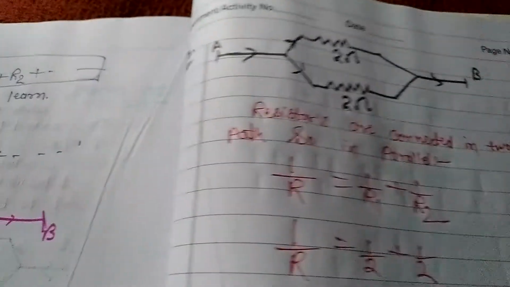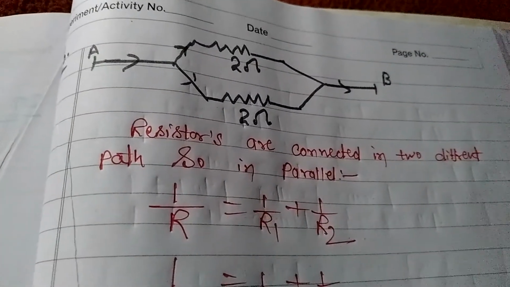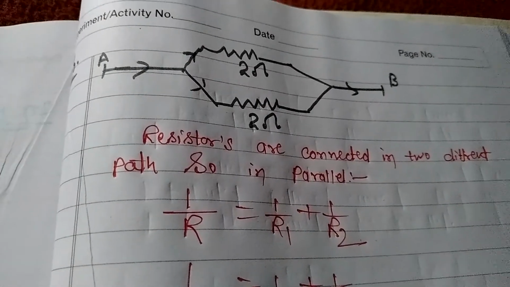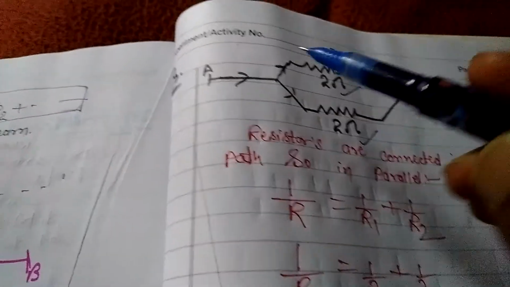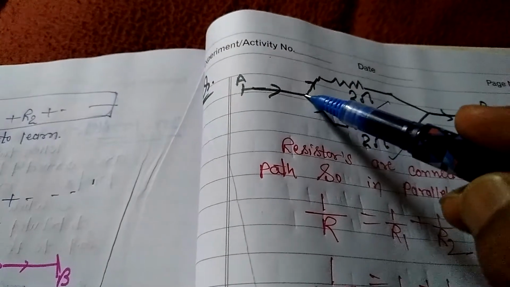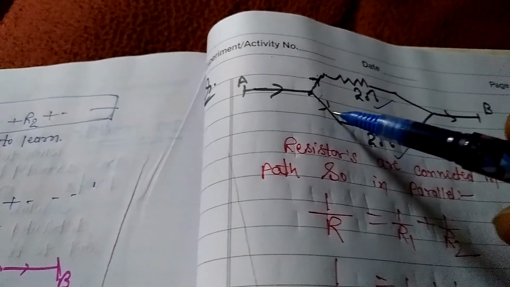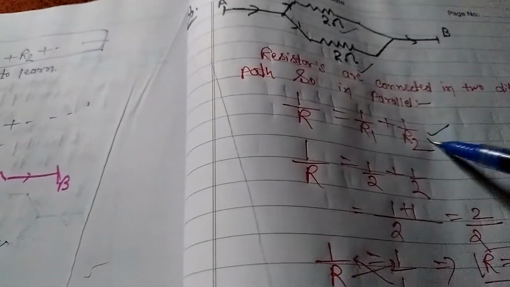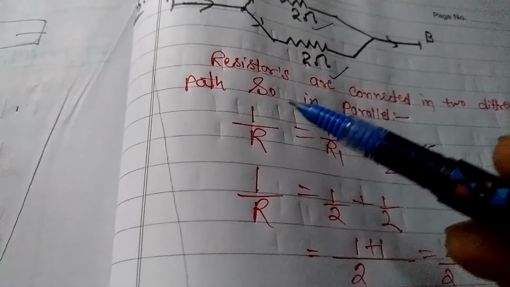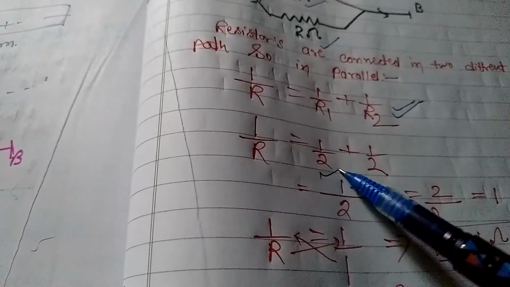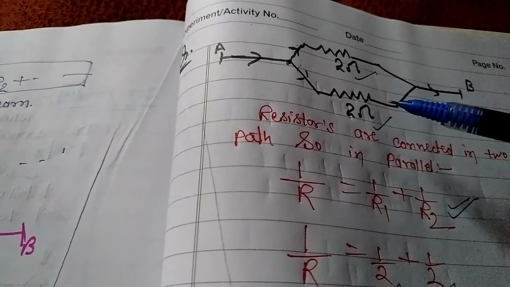Now in the case of parallel combination, dear students, we have already discussed that when two or more resistors are connected in different paths of the electric circuit, then the resistors are in parallel. Here 2 ohm and 2 ohm are connected in a distributed path of the current. Current is distributing from this point. Some current is going in the upward direction and some in the downward direction. That is why 2 and 2 ohm are in parallel. To calculate equivalent resistance, we have the formula of parallel resistors: 1 upon R is equal to 1 upon R1 plus 1 upon R2. That is 1 upon R is equal to 1 upon 2 plus 1 upon 2, that is equal to 2 upon 2, so 1 ohm. So the equivalent resistance of these two resistors in parallel combination is 1 ohm.